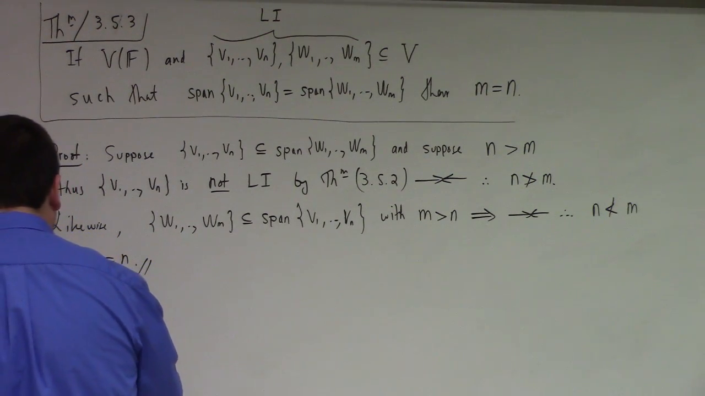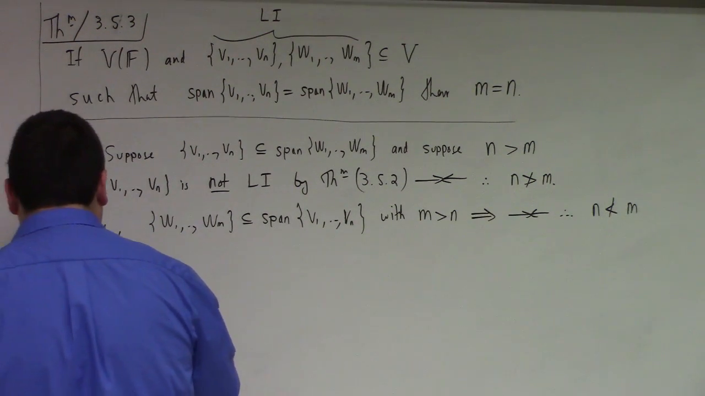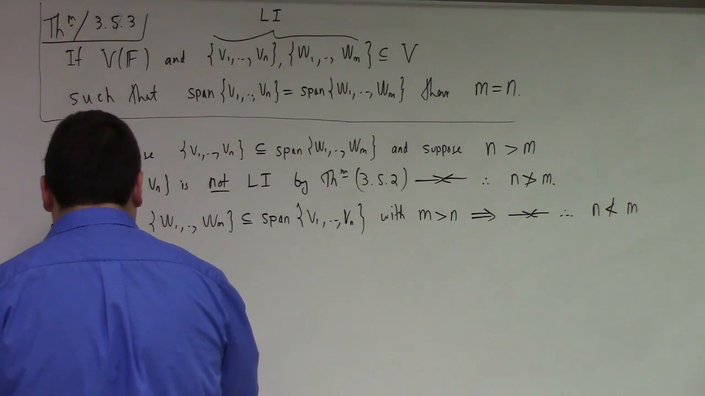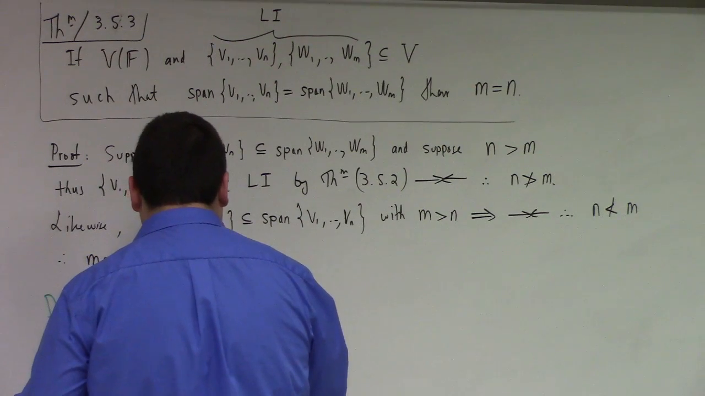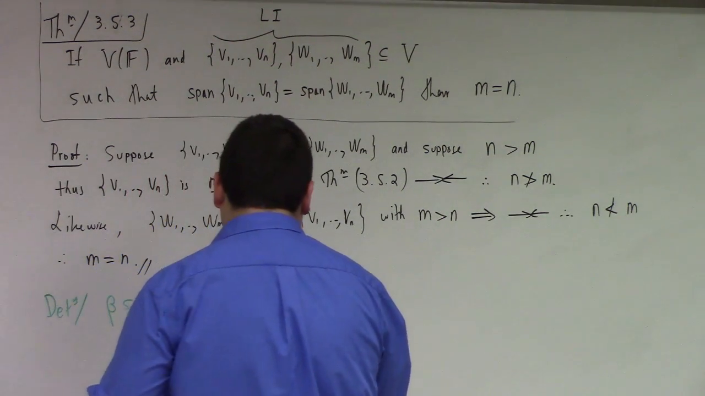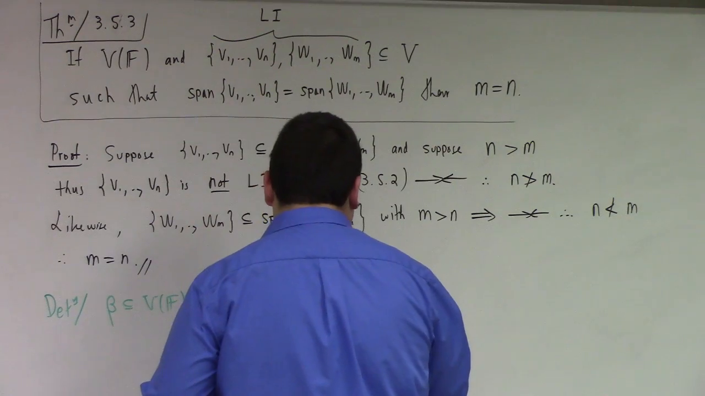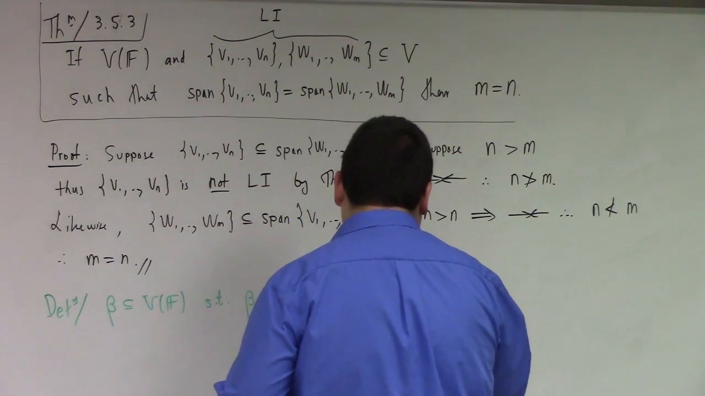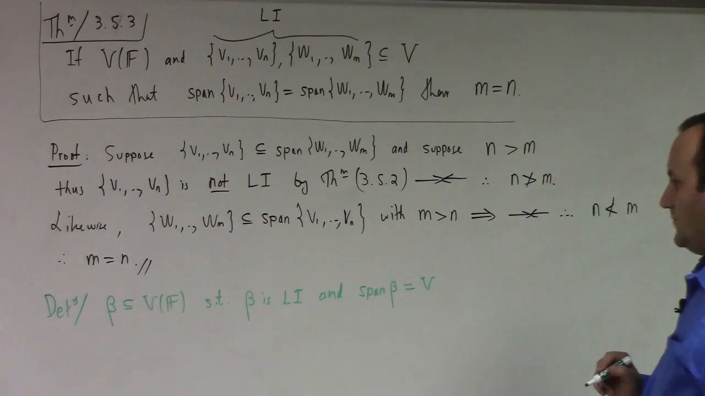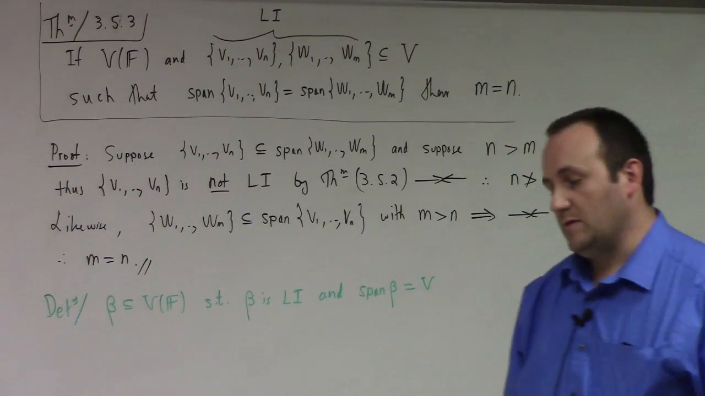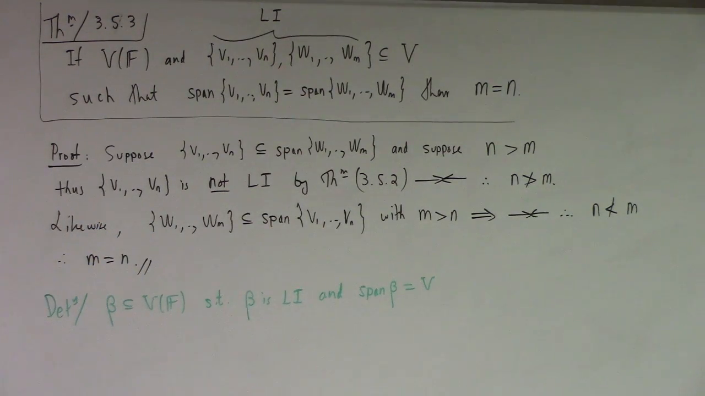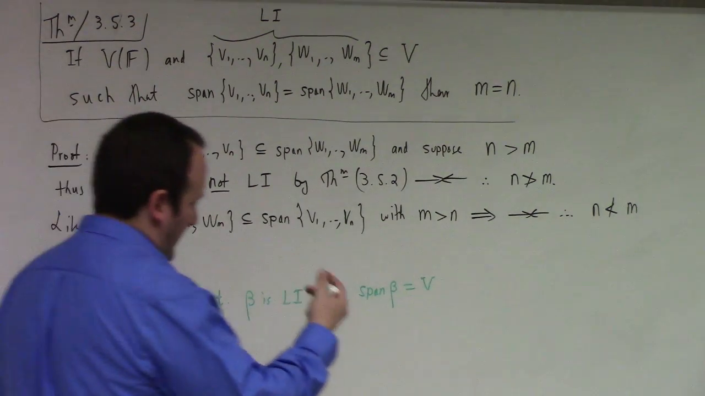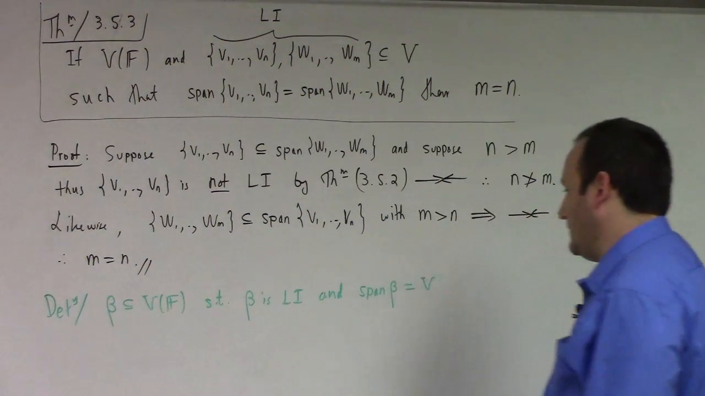I'll remind you. Beta, a subset of a vector space V over a field F, such that beta is linearly independent and the span of beta is equal to the whole space. Or you could also do this for a subspace, of course. Then beta is called a basis for V. Technically, it should be an ordered set. We have a sense of ordering here.